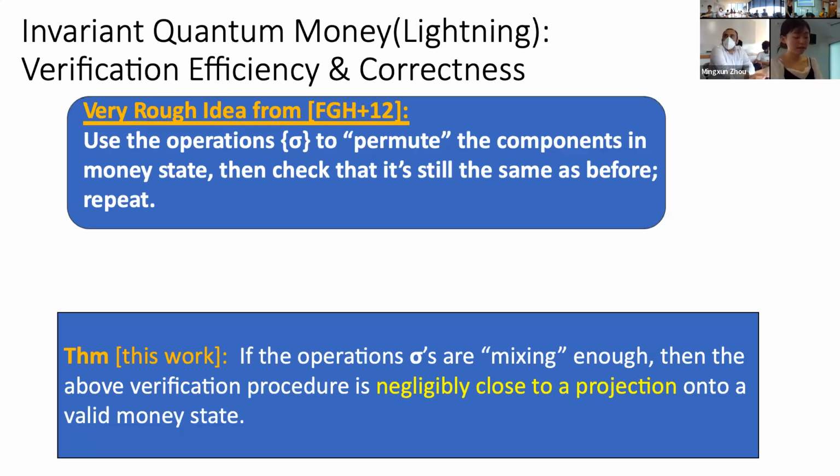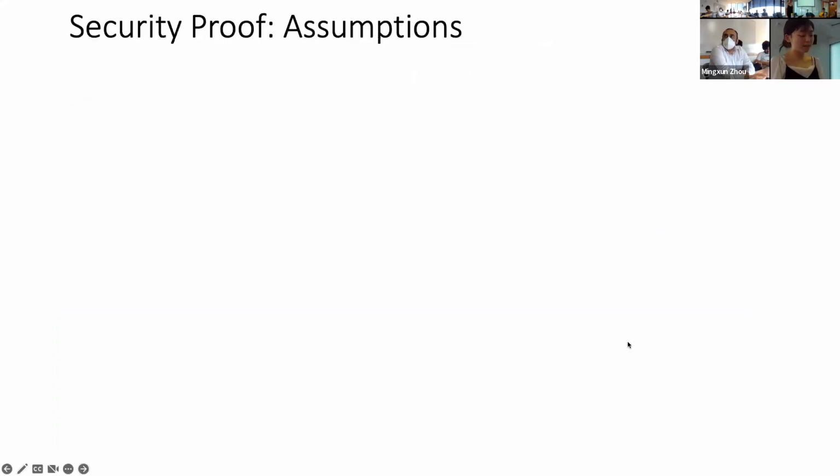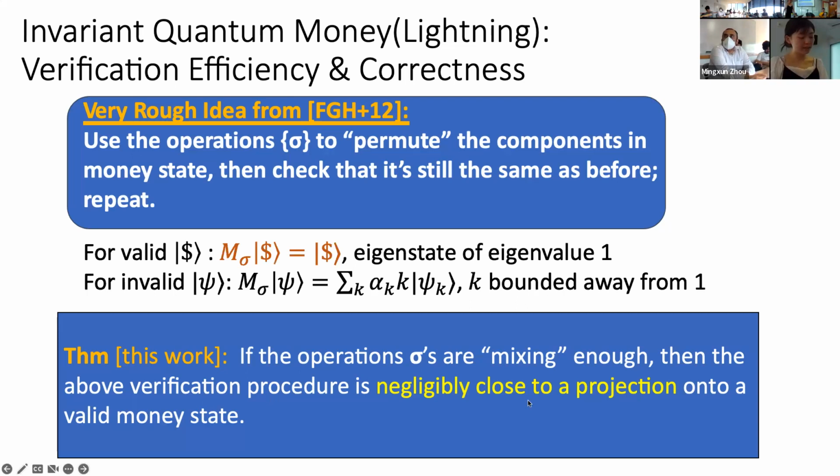So we would be able to accept a valid money state, which would be this eigenstate of eigenvalue one corresponding to the operation. And invalid money states would be like superpositions of eigenstates, eigenbases that have eigenvalues bounded away from one. So if we can satisfy such a property with our sigmas, we are good. And after we do this operation, after we do this permutation and check a few times, we will be projecting with all but negligible probability onto the desired money state, onto a valid money state.